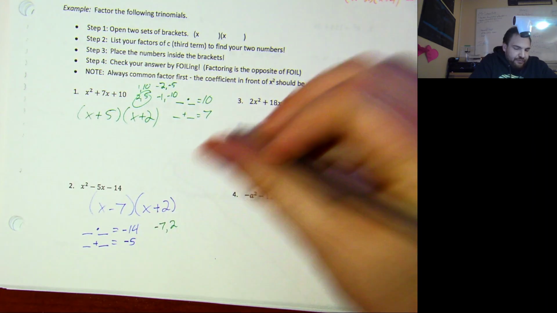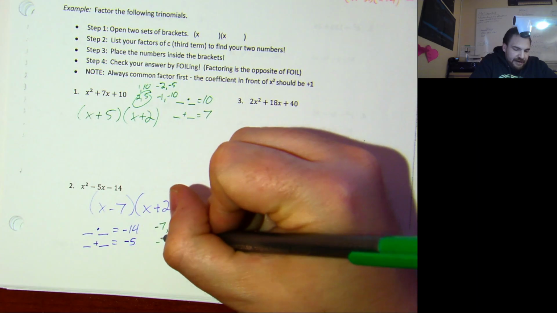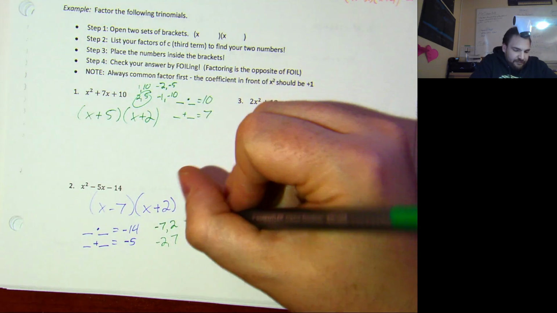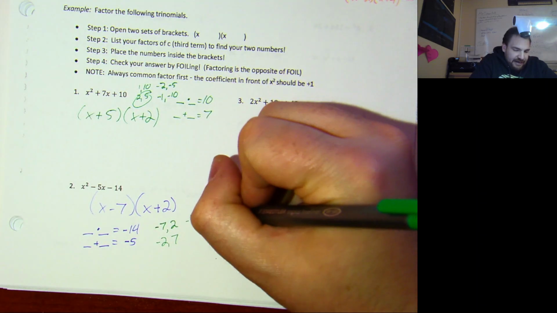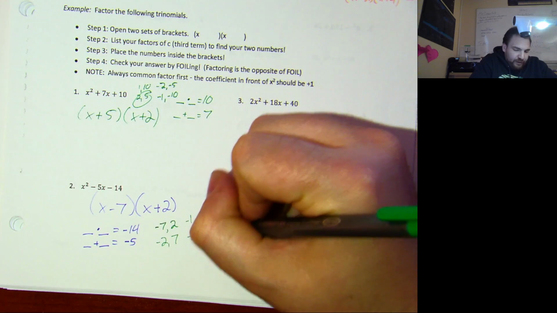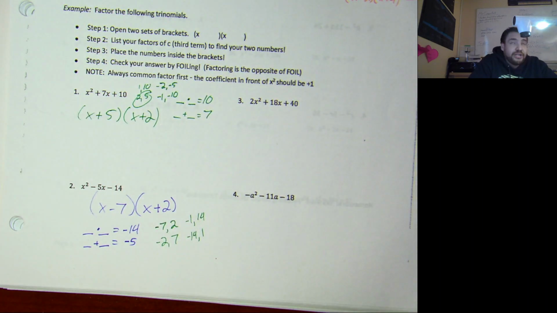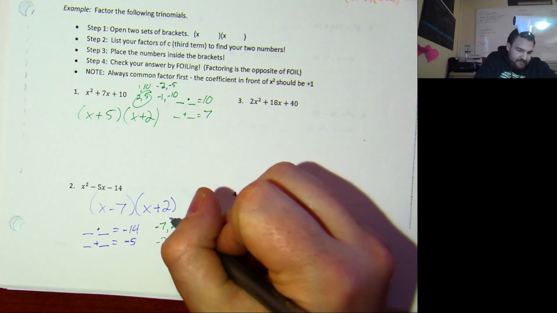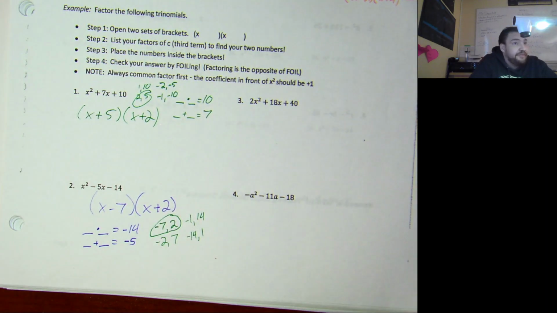Negative 7 times 2. Negative 2 times 7. Negative 1 and 14, and I heard also negative 14 and 1. What combination there is going to add to negative 5? That guy right there. It's going to add to negative 5. So my binomials then are going to be x minus 7 and x plus 2.